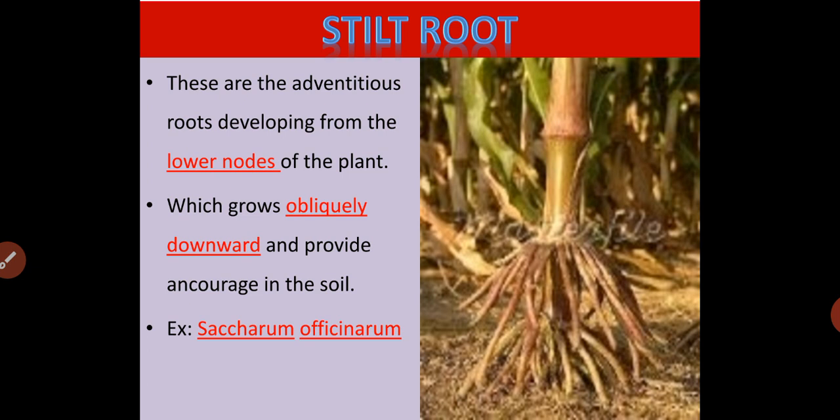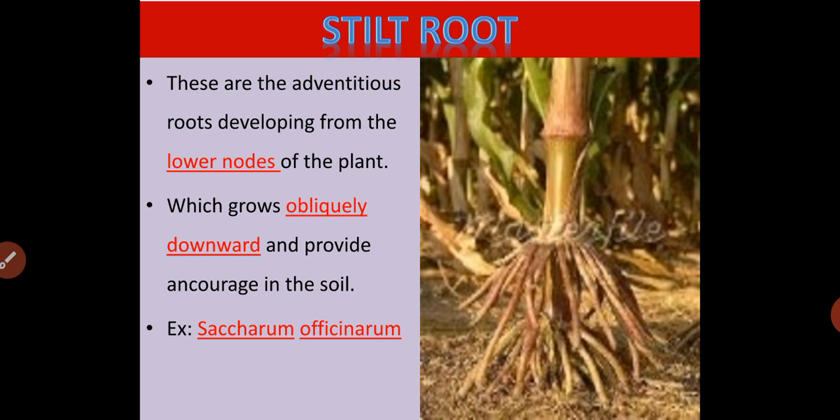The next type of root is the stilt root. These are the adventitious roots developing from the lower nodes of the plants. These roots grow obliquely downward and provide anchorage in the soil, as seen in case of Saccharum officinarum.